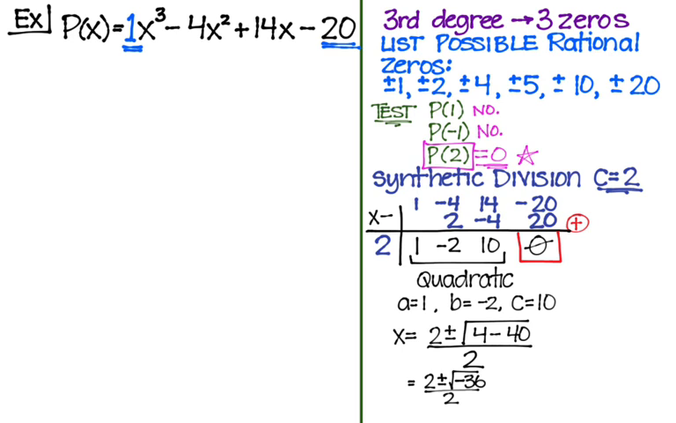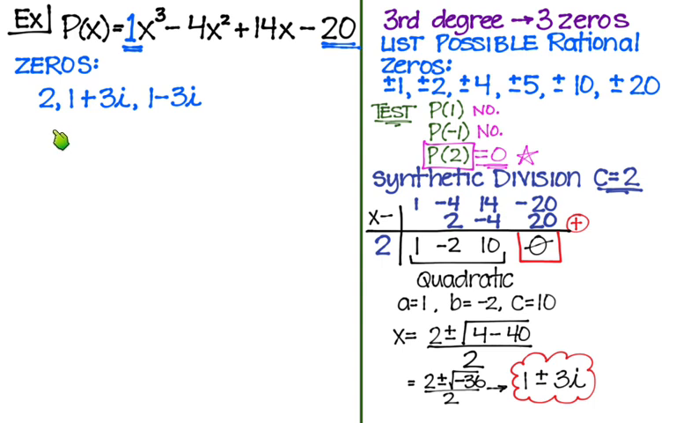And I'm going to simplify, and I get negative 36 under the square root, so that's going to be plus or minus 6i. Oh, hold on a minute. That's incorrect. No, it's fine. This is plus or minus 6i, but I'm dividing everything by 2. So 2 divided by 2 is 1, and 6i divided by 2 is 3i. So this is the simplification. I forgot that I went straight to the final answer there. I've got my 2 zeros, so I'm going to list my zeros now. And here I've listed my zeros: 2, 1 plus 3i, 1 minus 3i.